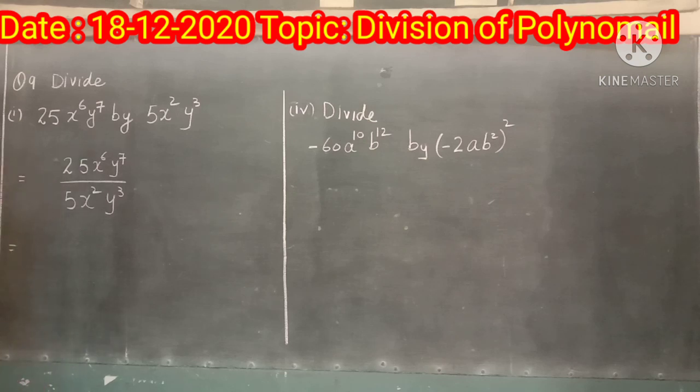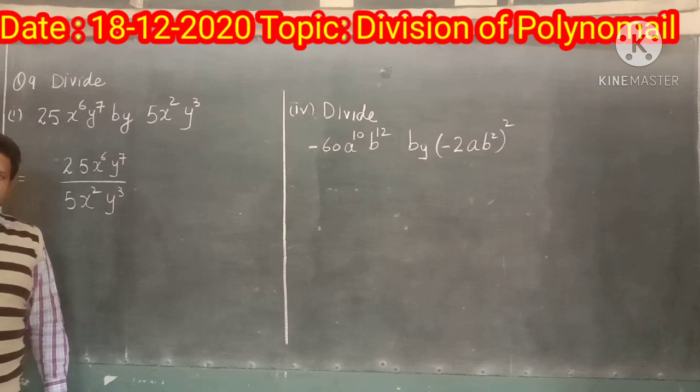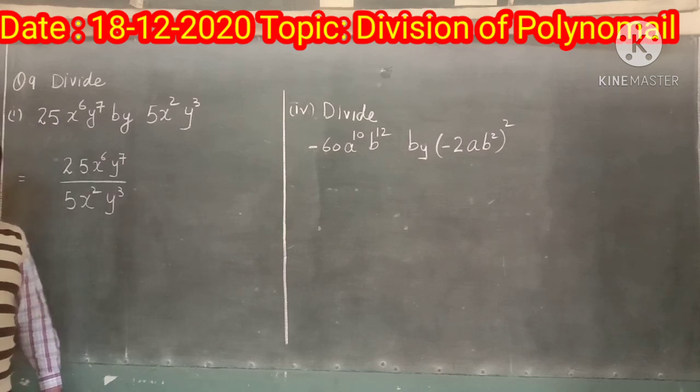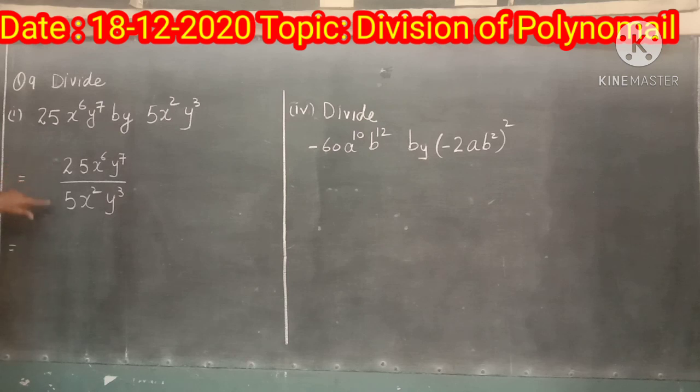In the second step, according to the rule, first divide the sign. According to the rule, if both the dividend and the divisor are positive, then the answer will be positive. The dividend and the divisor both are with the positive sign. So that's why we will write the answer positive.